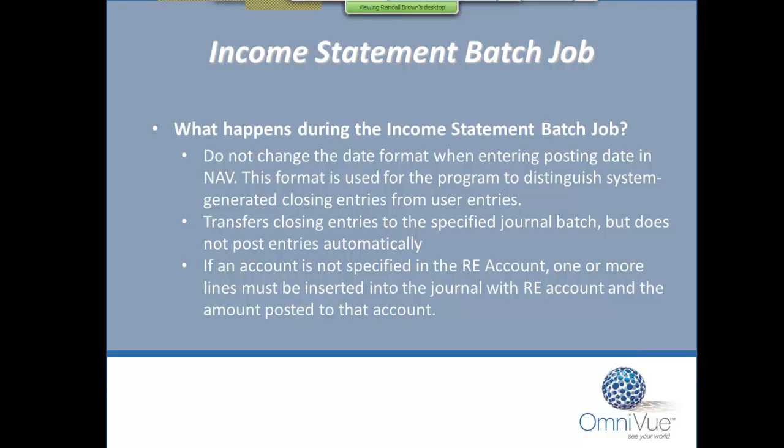So just to go over this one more time, we did not change the date format from the journal entry that it created. The batch job will transfer all those entries to a specific journal, but it does not post them. And I recommend that you choose the retained earnings account to start with so that it puts the balance of all of those accounts into that account.